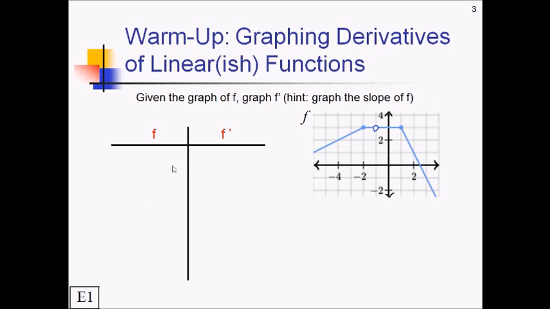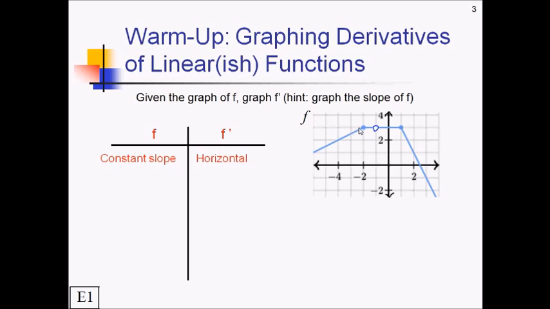Now, as you're doing this, let's just go from left to right and observe what we see and what it should turn into for the derivative graph. Here we've got a constant slope. From here to here, this is a constant slope. So if your slope is constant, that means that your derivative is going to be a constant number, which means that the derivative itself is just going to be a flat horizontal line.